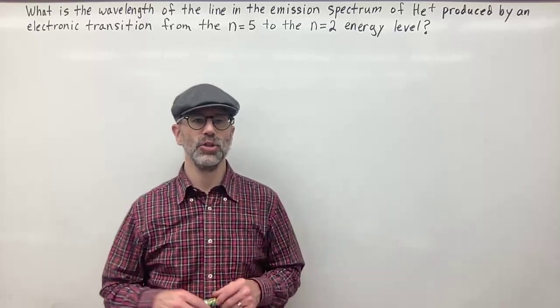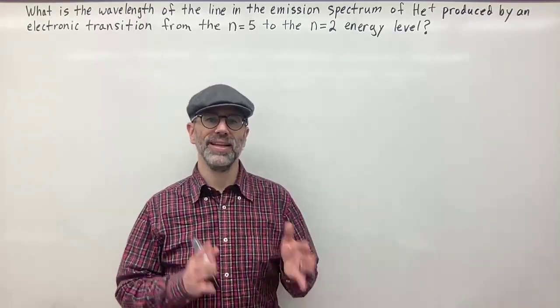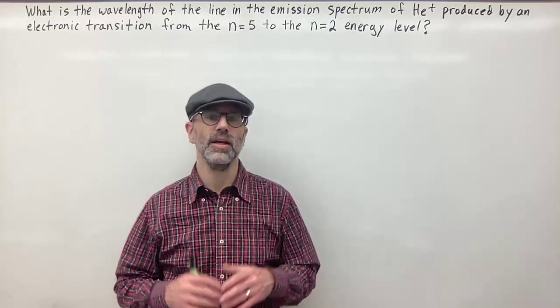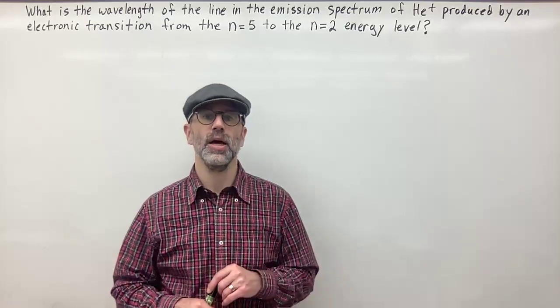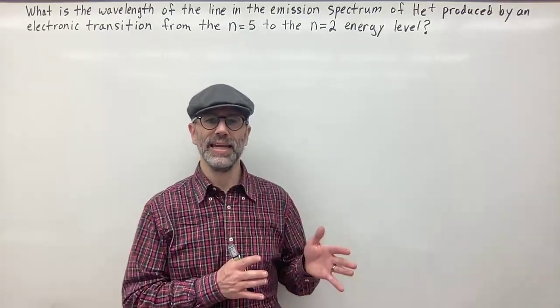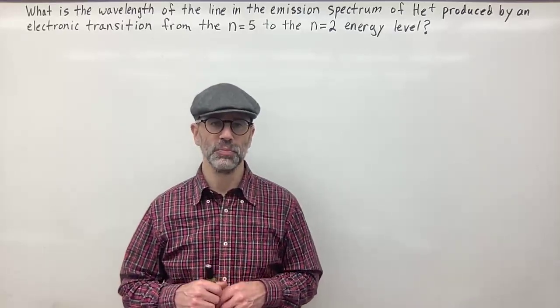So in this question we're asked, what is the wavelength of the line in the emission spectrum of He+ or helium plus produced by an electronic transition from the n equals 5 to the n equals 2 energy level.